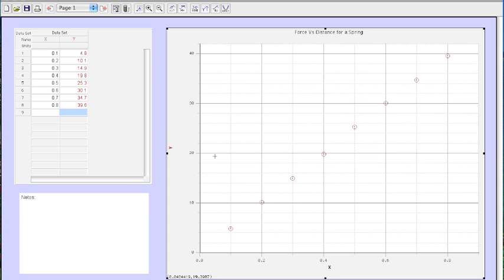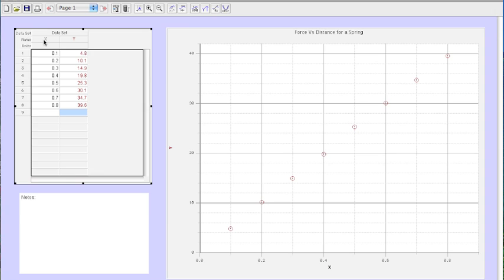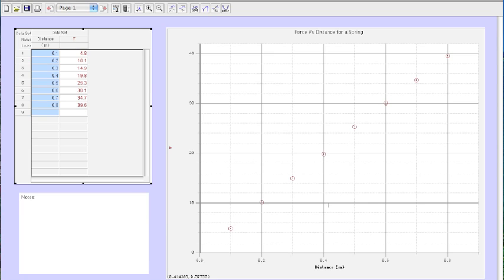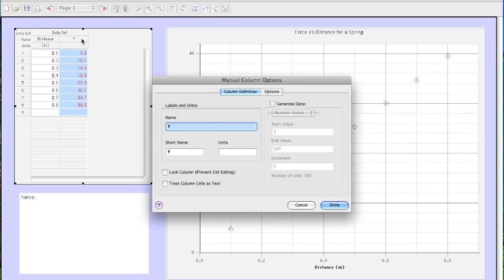X and Y won't do it, and so I just double click on the data set. I clicked on the X, and I'll give that a name, call it distance. Displacement would be okay. X is a good short name, and the units were meters. Have to have your units. And then click on the Y column, and that is force. Short name F, and the units were newtons.